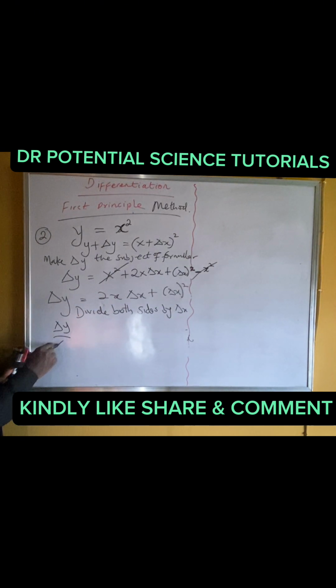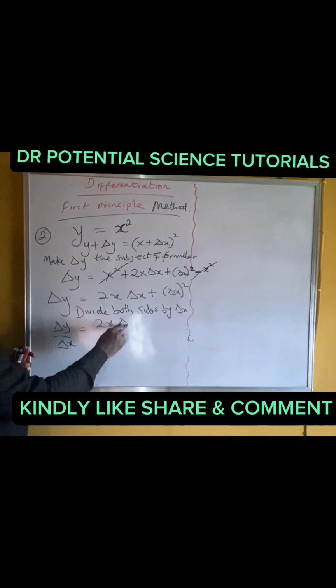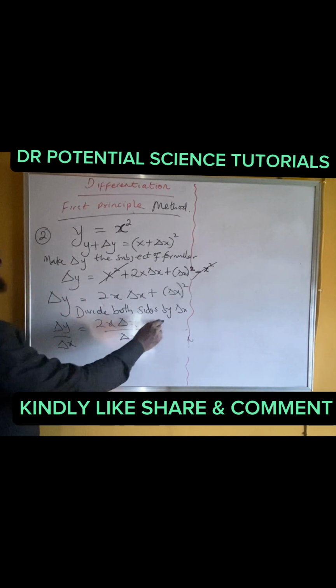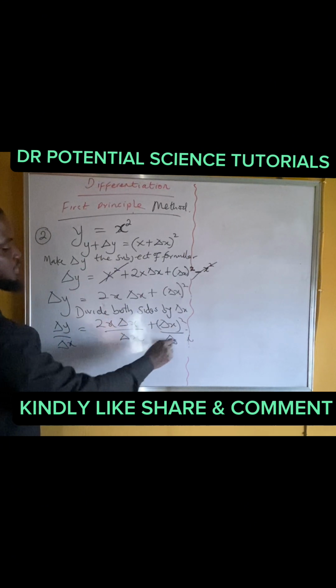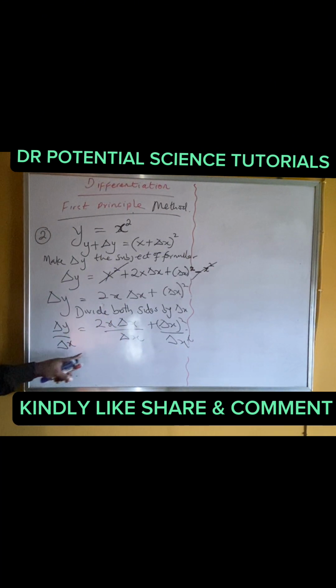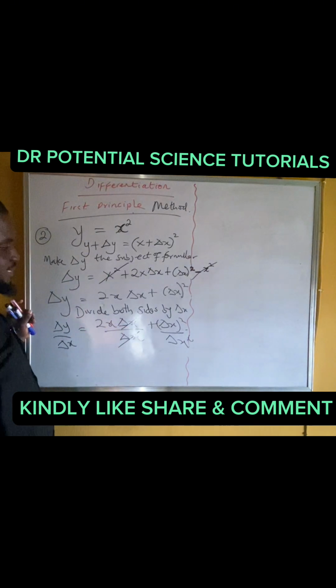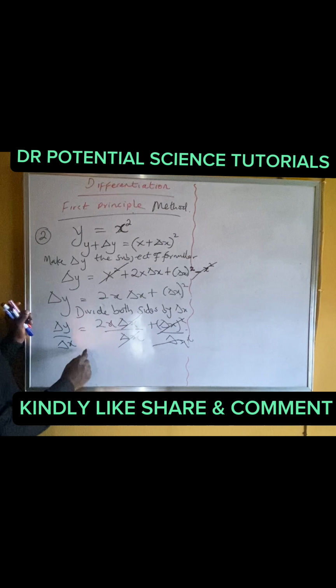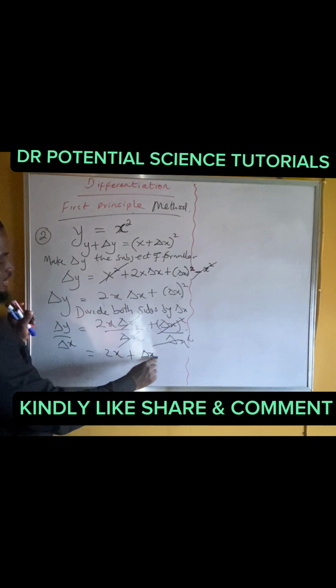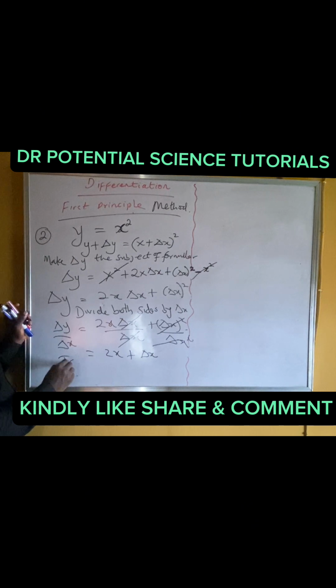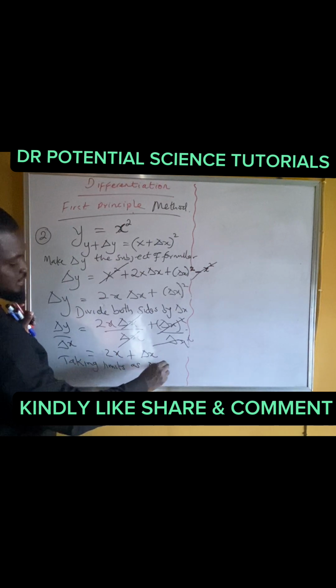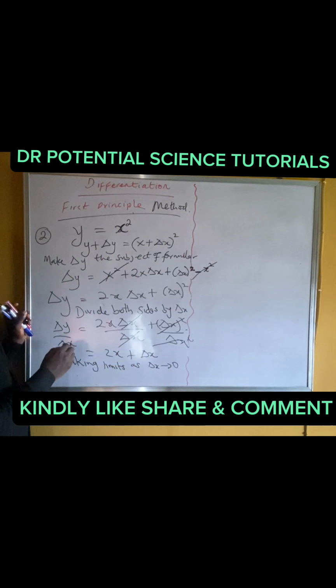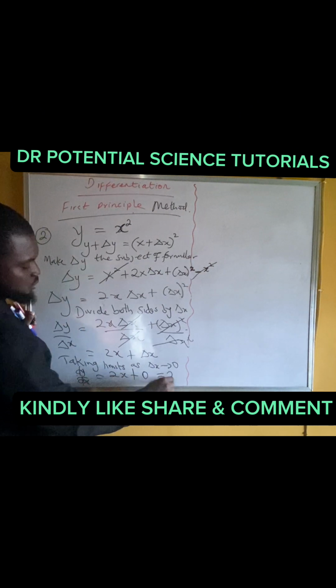So we have delta y over delta x equals 2x delta x over delta x plus delta x all squared divided by delta x. Delta x cancels delta x, and one of these cancels one of these. So we are left with 2x plus delta x. The next thing is taking limits as delta x tends to 0. After taking the limit, this becomes dy/dx, and anywhere you see delta x on the right hand side, you put 0. So the final answer is 2x.